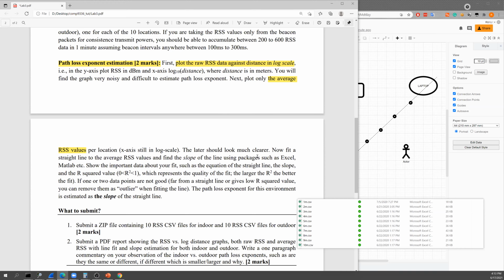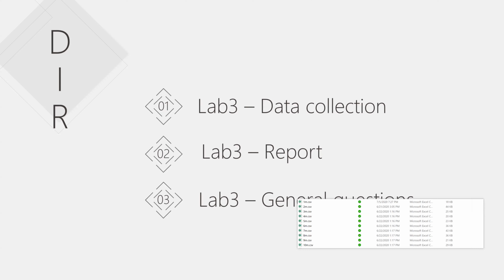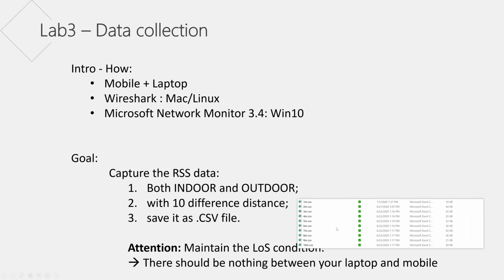And then we need to fit a straight line to the average RSS value, so we use linear regression to draw this, as well as the R square value. We use the R square value to evaluate our regression model. And that's all. So let's have a look at it.